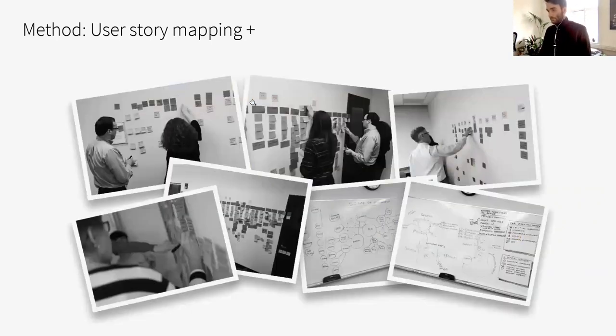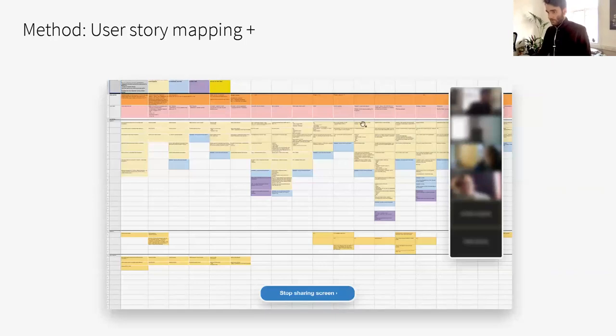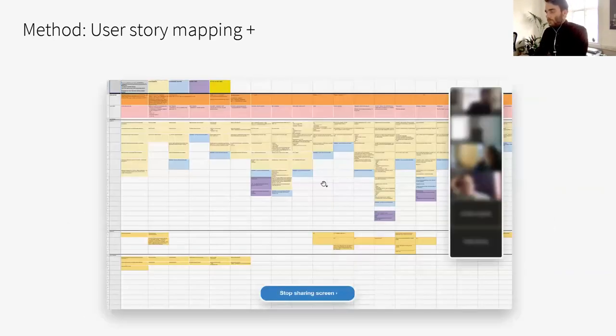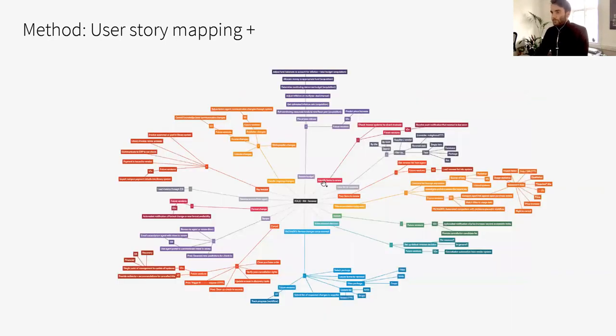After having done it in person on post-its, we turned it into a spreadsheet mimicking the look of the post-its, and then we were able to have a discussion online with people being in different locations about what is actually the optimal way to have this system work, what should be the flows, etc.